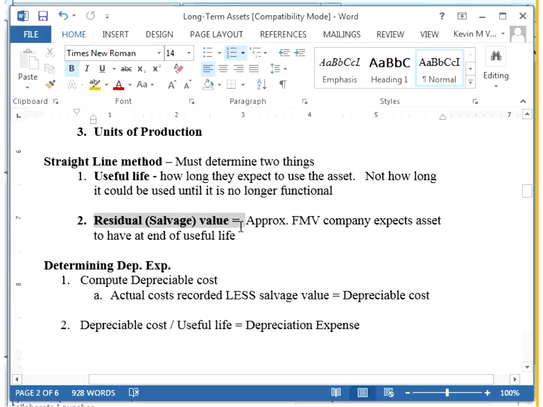The second term is a new term that we haven't looked at yet, and these are synonymous. It's kind of like dividends and drawings having the same meaning. Residual value and salvage value mean the same thing. That is simply the approximate cost that management feels the asset is worth when they're done with it.